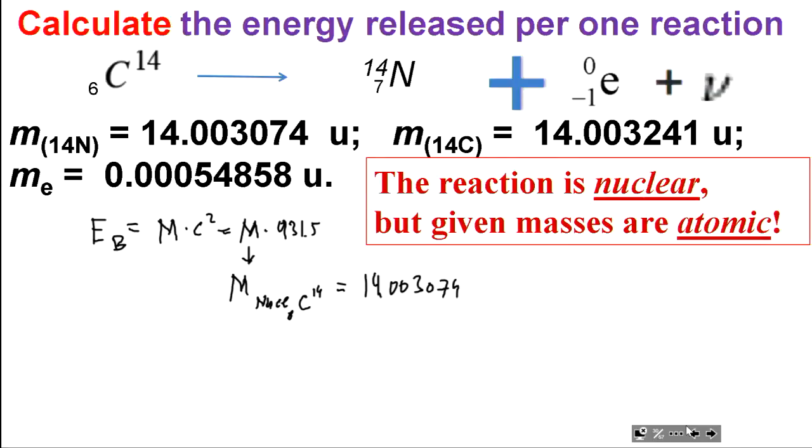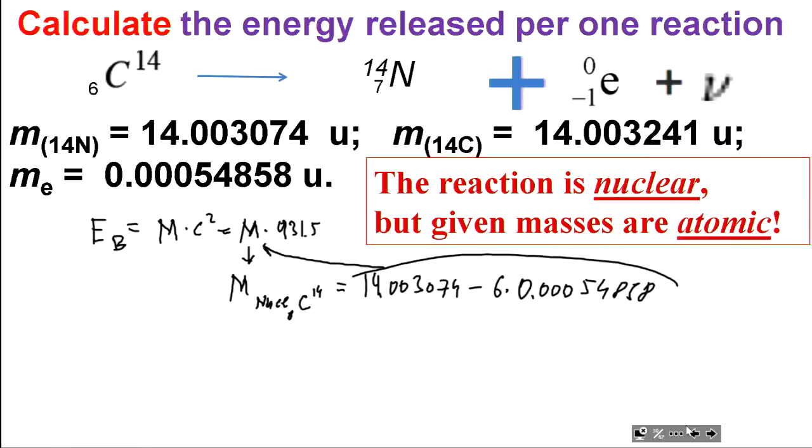What is larger, the mass of a nucleus or the mass of the whole atom? The mass of the whole atom, because the atom also has electrons, and we have to subtract. So we have to subtract 6 electron masses, 0.00054858. This whole number we should multiply by 931.5 to get the initial energy of that system.